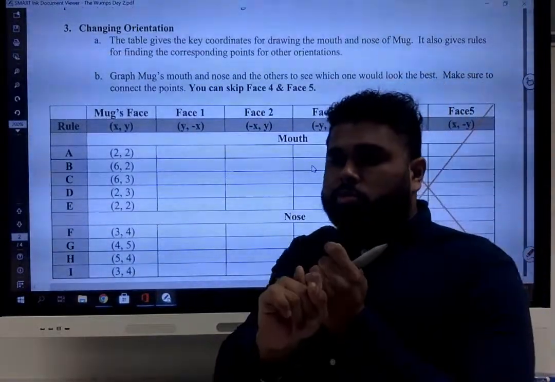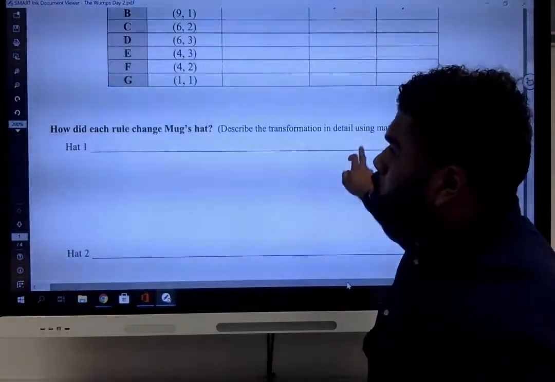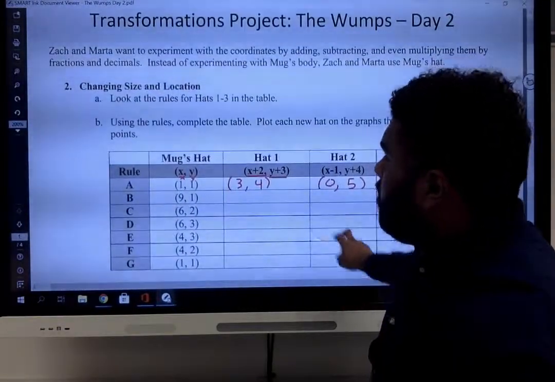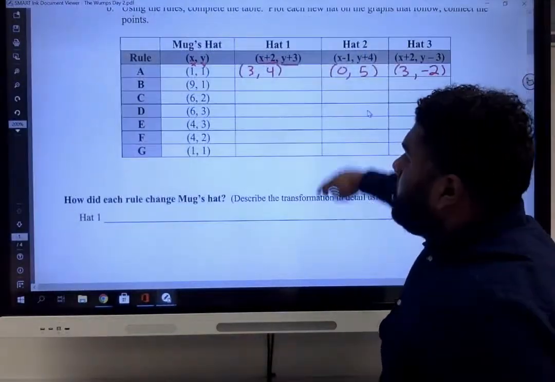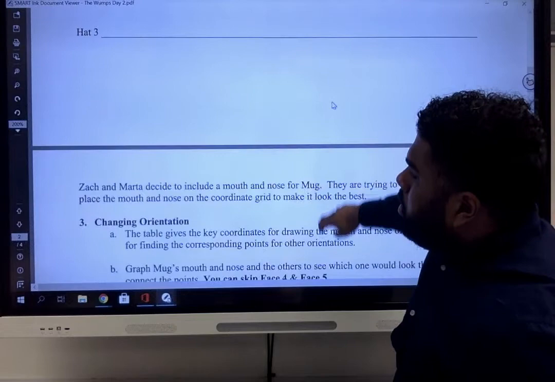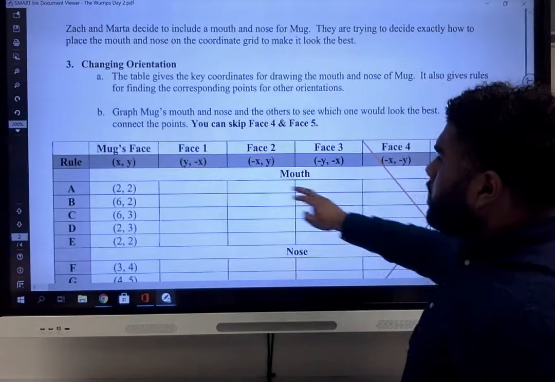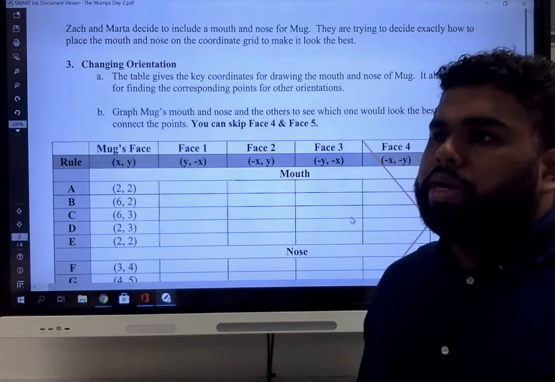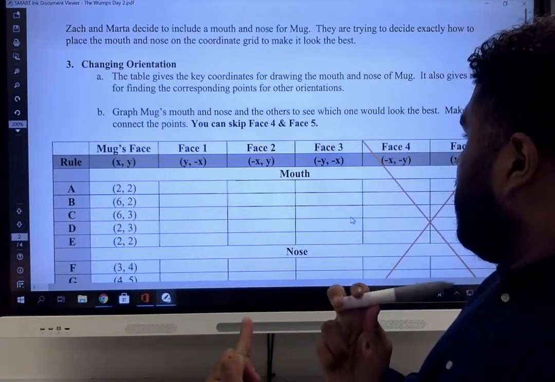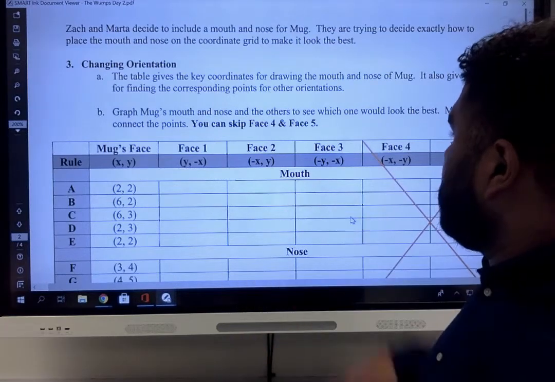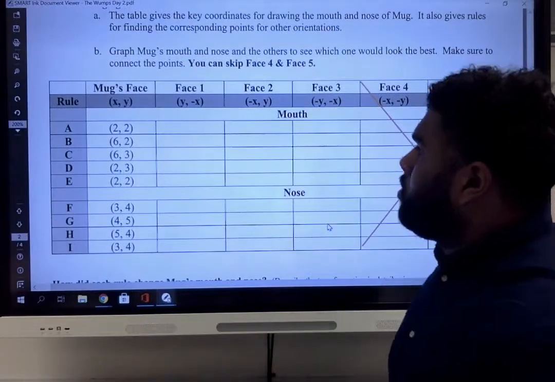Okay, and then this one. So day 1 was dilation. The hats up here are all about translation, okay? It has the x plus 2 or x minus whatever. For the faces, it's going to be changing the orientation, okay? Now this looks a lot like what we were doing with rotations. It's going to be either a rotation or a reflection, and it looks like it's going to be a little mixture of both.